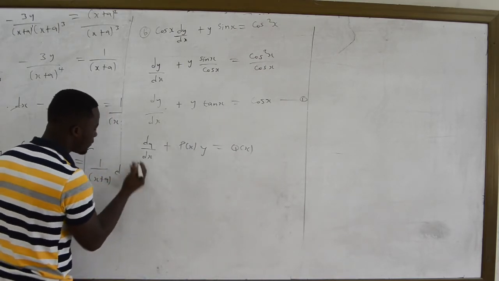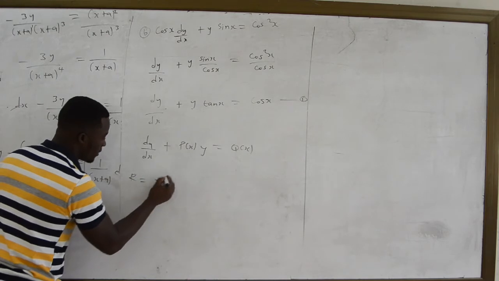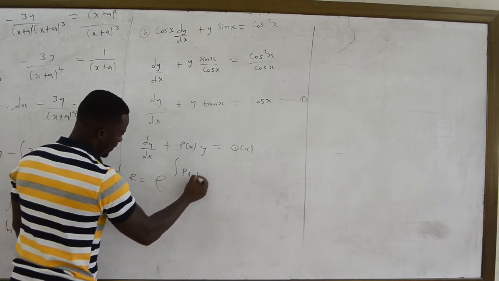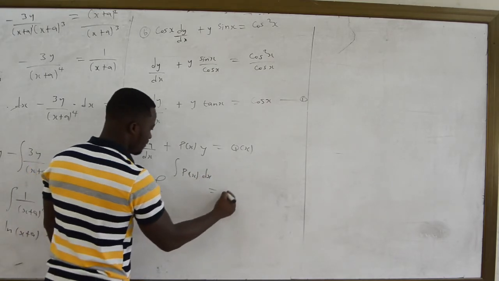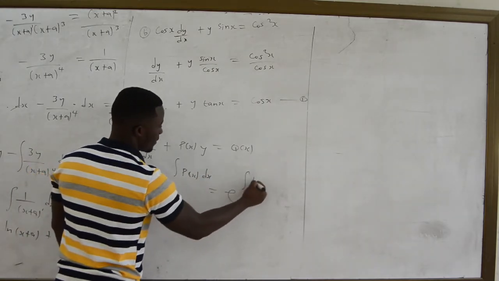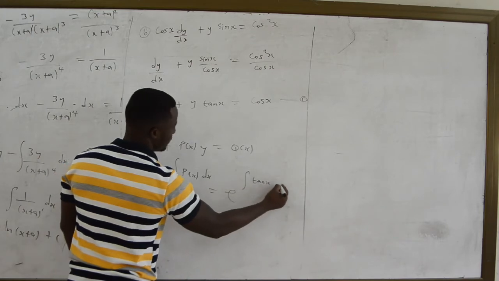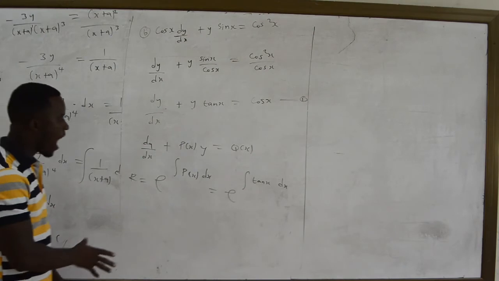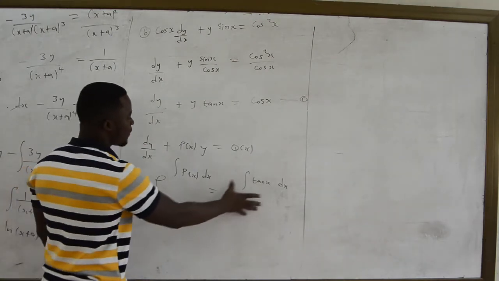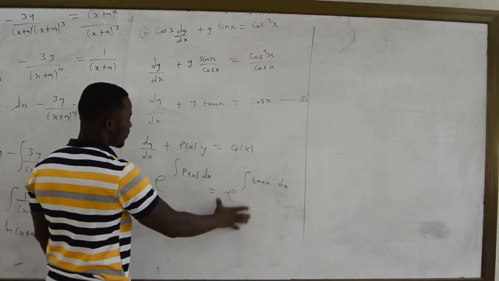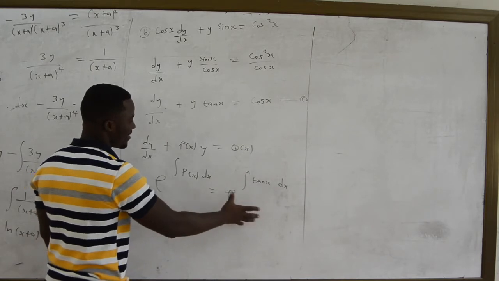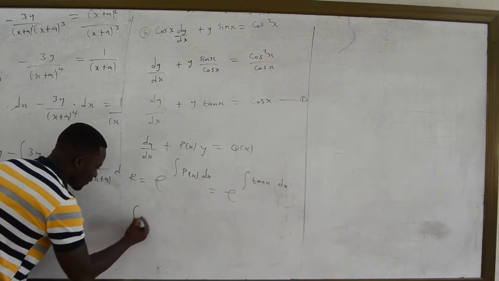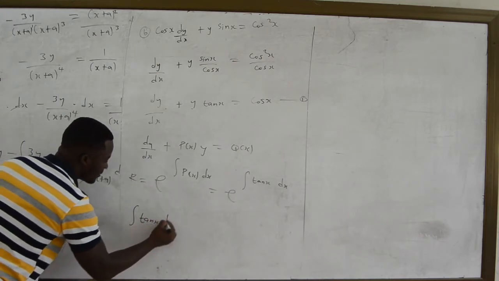Now, how to find the integrating factor? I'll have my r to be equal to e exponent integral of P of x dx. But my P of x in this case is tan x dx. Right? So here, how to integrate this one? What I need to do is find out the way. So I'll have the integral of tan x dx.